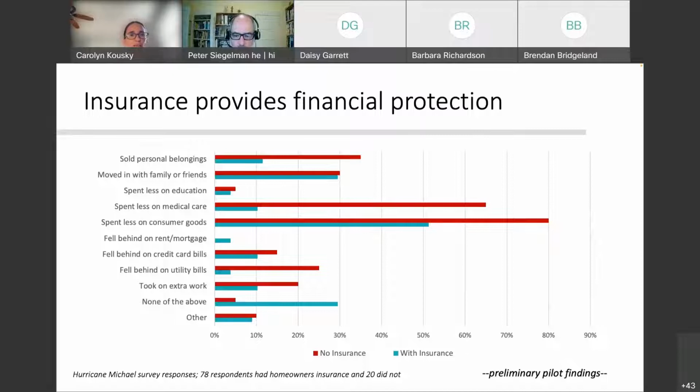And what you see is that we asked people whether they had to engage in these sort of costly coping mechanisms after a disaster because they didn't have enough access to financial resources otherwise. So did you have to sell personal belongings, or did you have to reduce your spending on other things like medical care or consumer goods? Did you fall behind on any of your bills, like your credit card or your utility bills or your mortgage? Did you have to take on extra work? And what you see is that if people had insurance, they were much less likely to have to do any of those things. And they were much more likely to say, no, I didn't have to do any of that. So it provides this financial protection against these kind of very costly coping mechanisms as well.